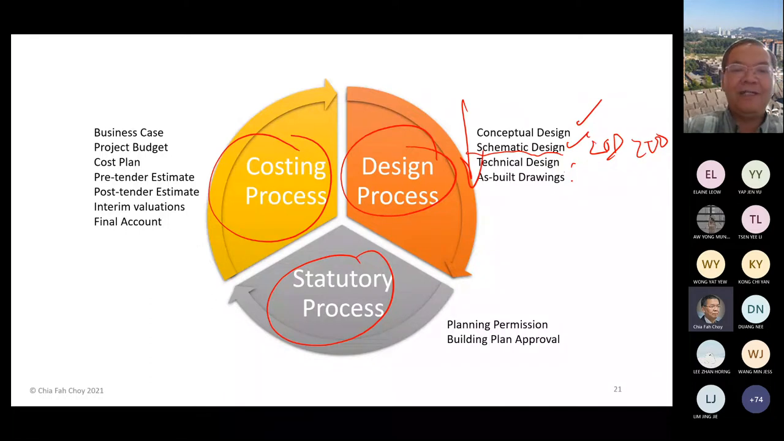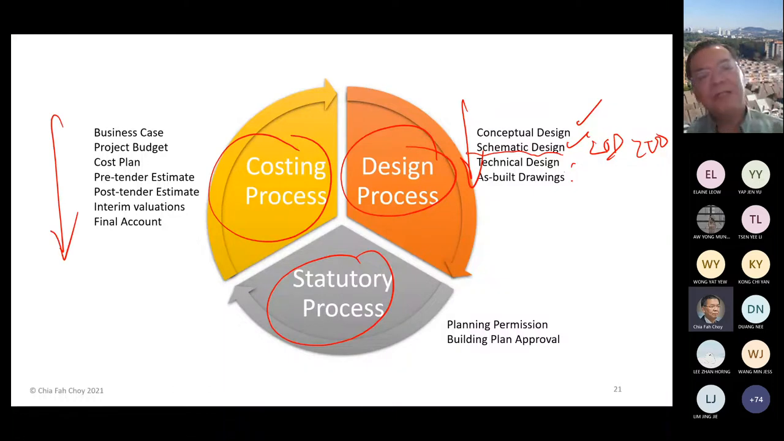And in terms of the costing, the financial aspect, as a QS, you need to go through the business case first, then you have your project budget, then you use the cost plan, and after that you will have a BQ, etc. You will have your pre-tender estimate, post-tender estimate, interim valuation, final account, etc.